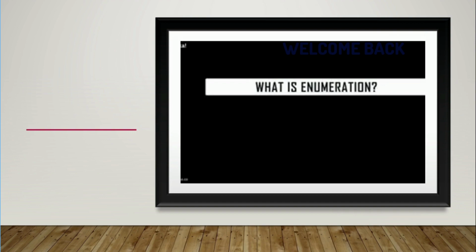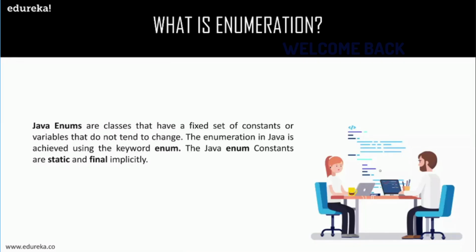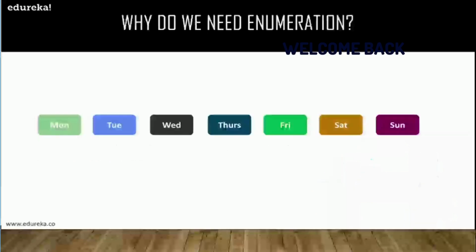So, what is enumeration? Enumeration in Java are data types which contain a fixed set of constants or variables that do not tend to change. They are achieved by using the keyword enum. The enum constants are static and final implicitly. Now, let us take an example.